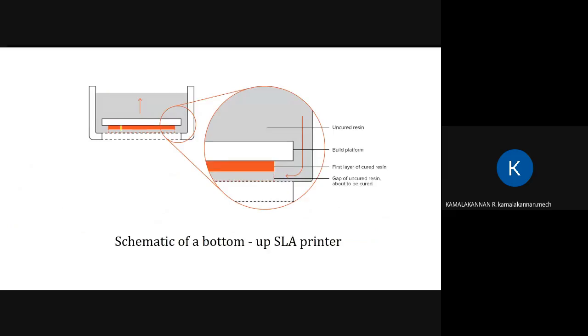So the same thing is happening from the bottom: the build platform, the first layer of cured resin, and a gap of uncured resin. And here is where the silicon coating will be. Okay, guys, actually this resin won't be at such a height. It will be at just the required height, not in a full tank. It will be lesser compared to the top-down.